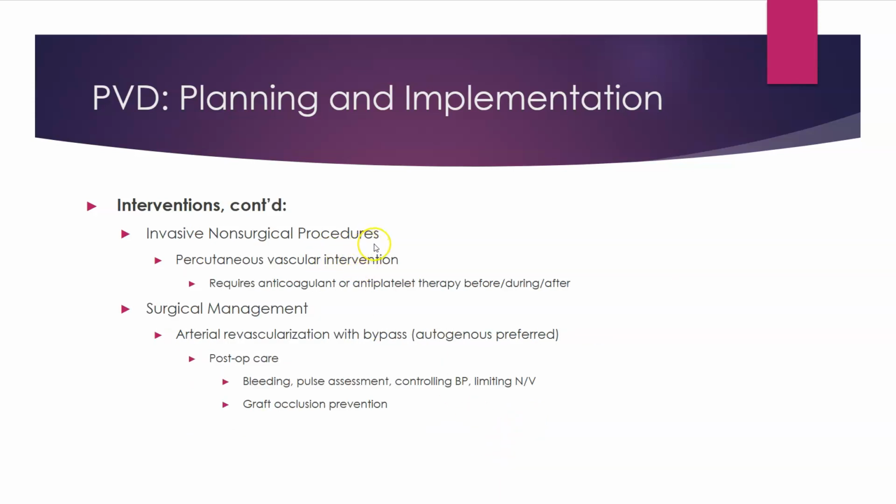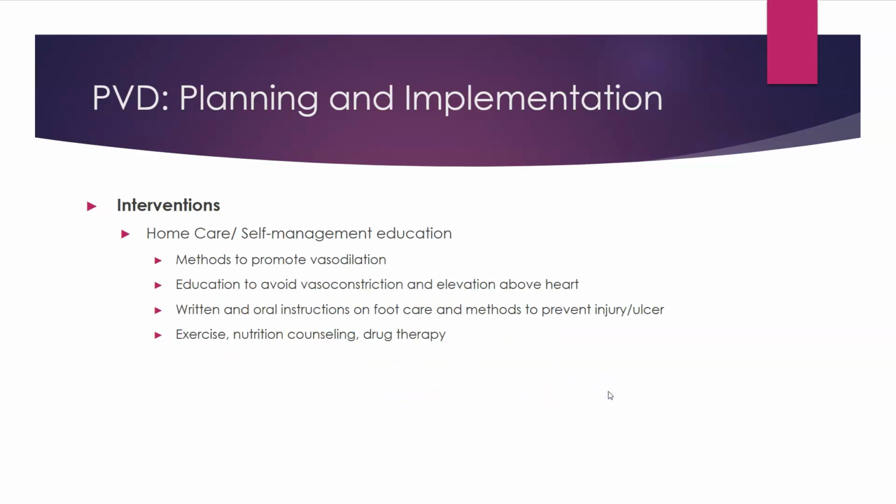For non-surgical options, you can do percutaneous vascular interventions. You'll give an anticoagulant and then do this through the skin and try to intervene that way. Otherwise you can do more of a surgical management with revascularization with a bypass. What you could see after that would be graft occlusion. If you're putting graft material in there, that can clog off. Otherwise, bleeding, lack of pulses, and clots could be a major issue.